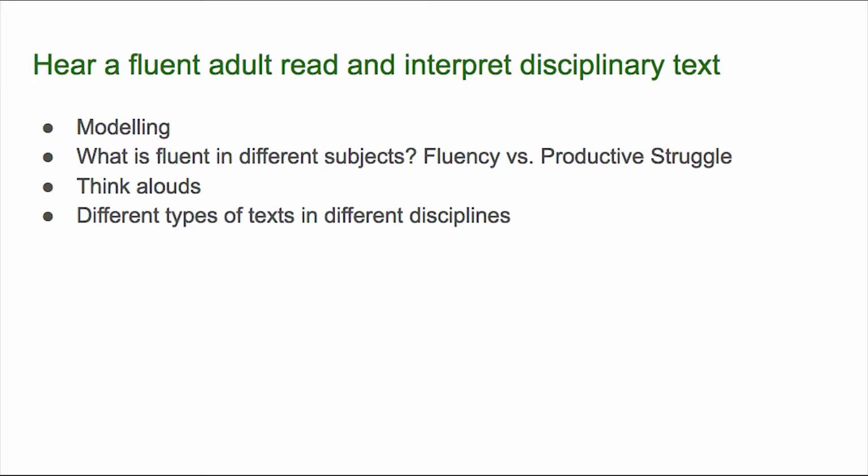And the last thing is just to remember that different types of texts happen in different disciplines. There are more graphs in math and science. Social studies is going to have a lot more historical language in their texts. They might even have a lot more of those political cartoons as you go through them. And what does your thinking look like?